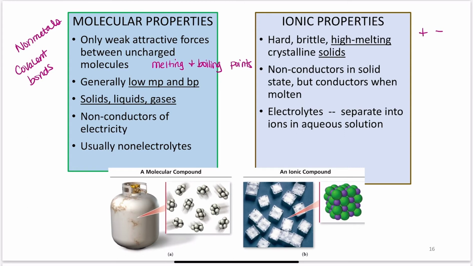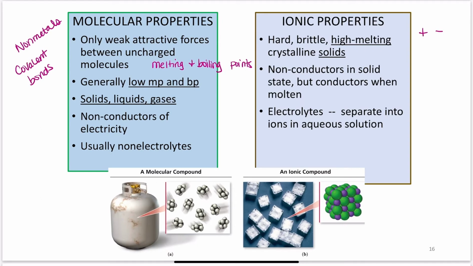They tend to be low because in order to melt something or eventually boil something, I need to pull apart the molecules from the other molecules. In order to do that, I need to completely overcome the intermolecular forces holding the molecules together. So if it doesn't have very strong forces holding it together, it takes a lot less energy to pull them apart, hence a lower melting point and a lower boiling point.